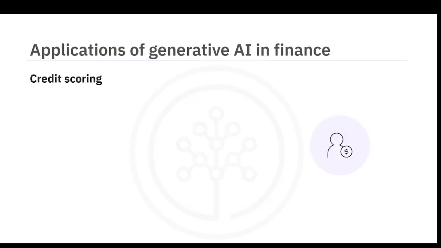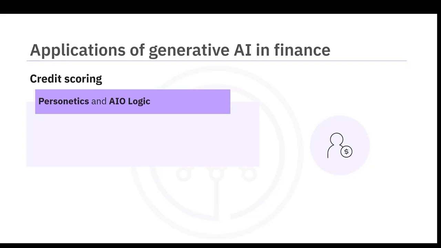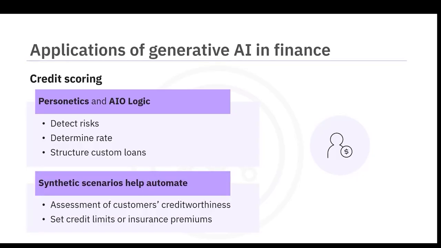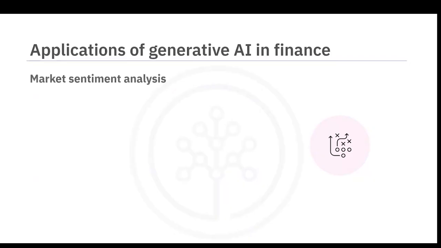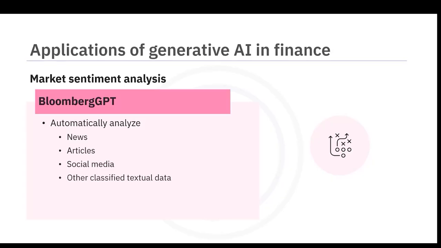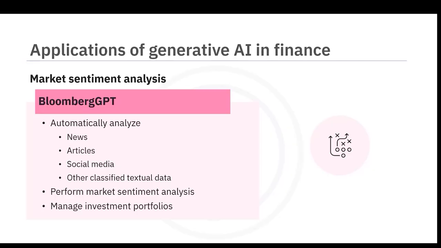For credit scoring, Personetics and AIO Logic leverage generative models to detect risks, determine rates, and structure custom loans. They automate the assessment of customer creditworthiness and set credit limits or insurance premiums. NLP-powered generative AI, such as Bloomberg GPT, can analyze news, articles, social media, and other classified textual data to perform market sentiment analysis and manage investment portfolios more effectively.